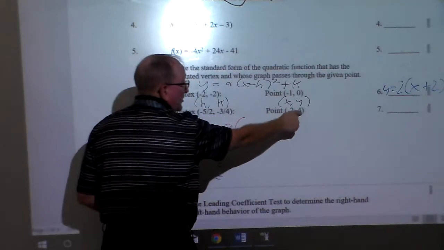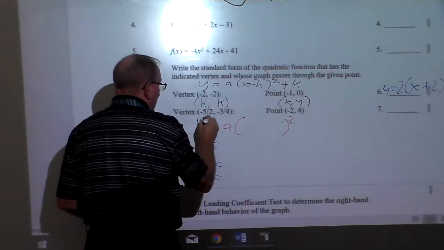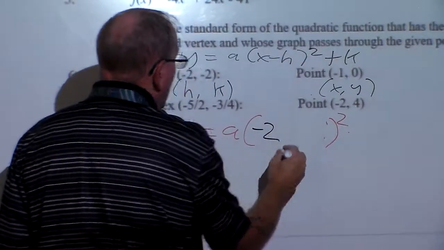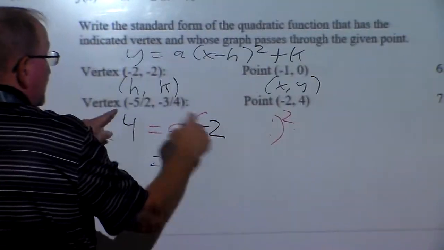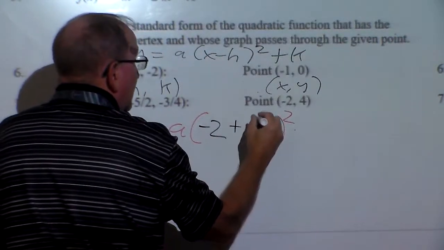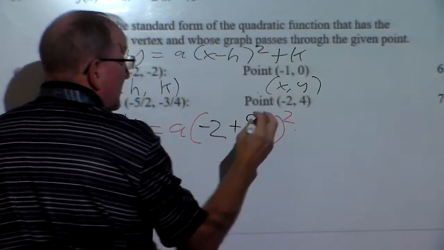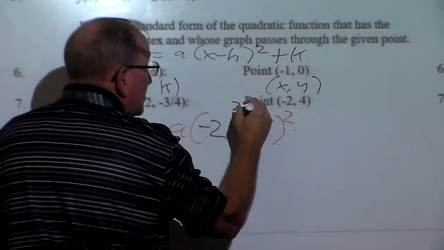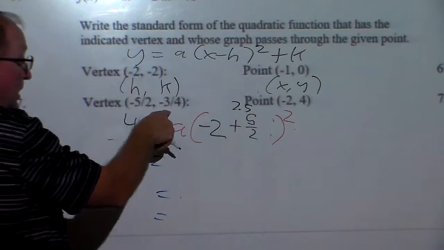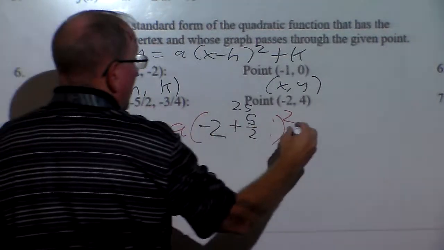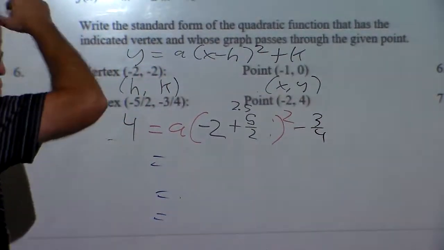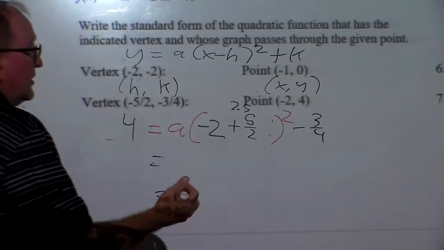What's my y this time? 4. I don't know a. My x is -2. My h is now this -5, so minus -5. I'm just going to go ahead and write it as positive 5 halves. And if you want, that's the same as 2.5. That might make it a little easier to see, right? And then I have minus 3 fourths, right? Correct? So here's what's really cool.